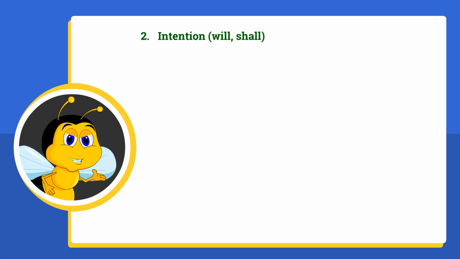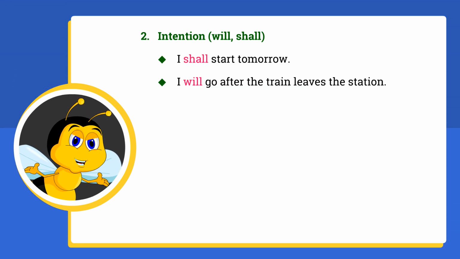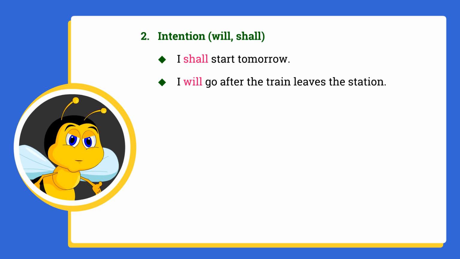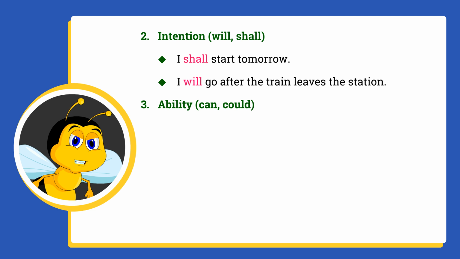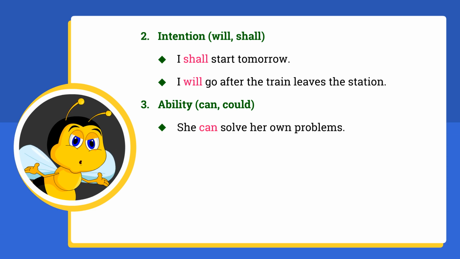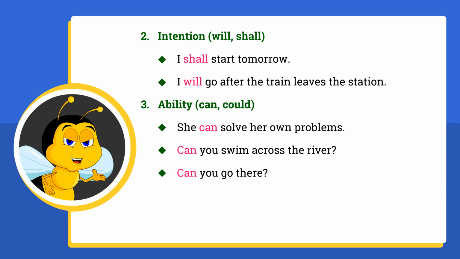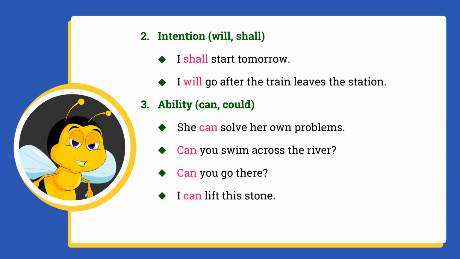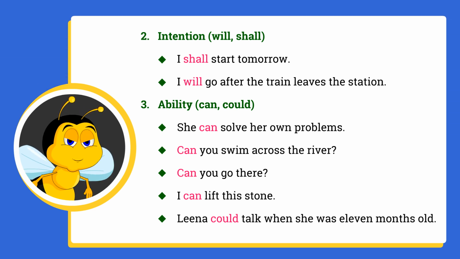Intention: will, shall. I shall start tomorrow. I will go after the train leaves the station. Ability: can, could. She can solve her own problems. Can you swim across the river? Can you go there? I can lift this stone. Lena could talk when she was 11 months old.